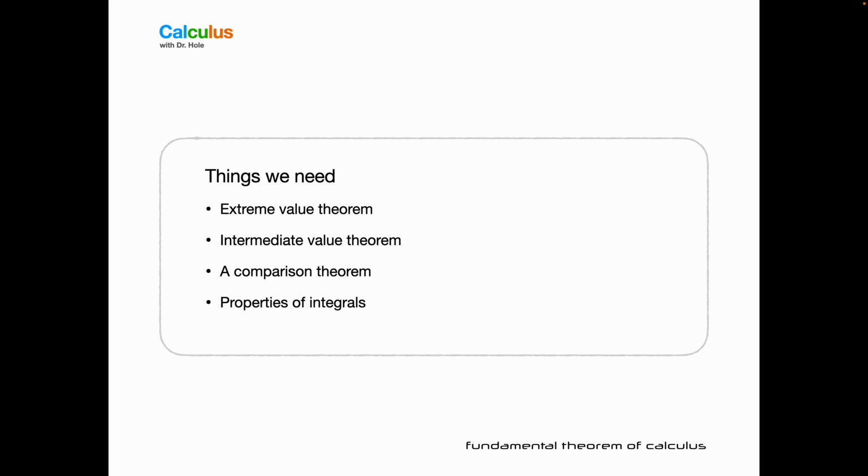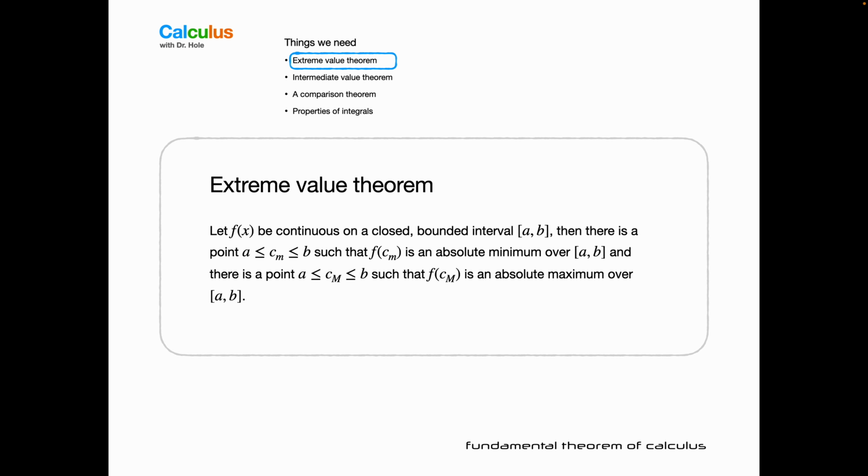To prove the theorem, we'll need a few different things. Here are some that we'll go over in this video. Let's go through the list. First, the extreme value theorem. Let's read through this statement. Notice that the condition for EVT is that f be continuous on a closed bounded interval.